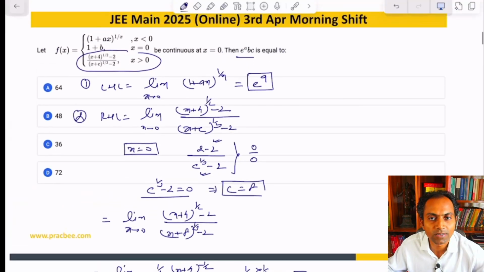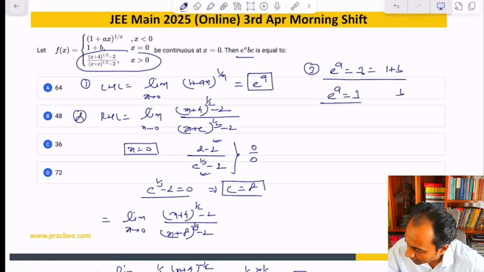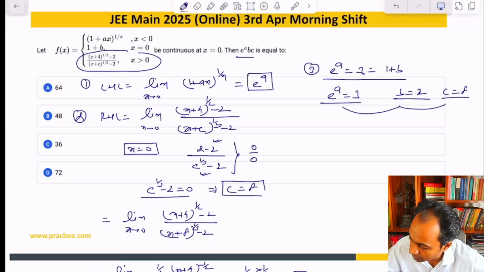Once you have got this, now let us equate the value of LHL, that is e raised to the power a, to the value of RHL, that is 3, to the value of the function at that point, that is 1 plus b. So e raised to the power a comes out to be 3. The value of b comes out to be 2. And c we already figured out was 8. What they are asking is the multiplication of all these 3. So 3 into 2 into 8. So 6 into 8 is nothing but 48. So option B comes out to be correct.